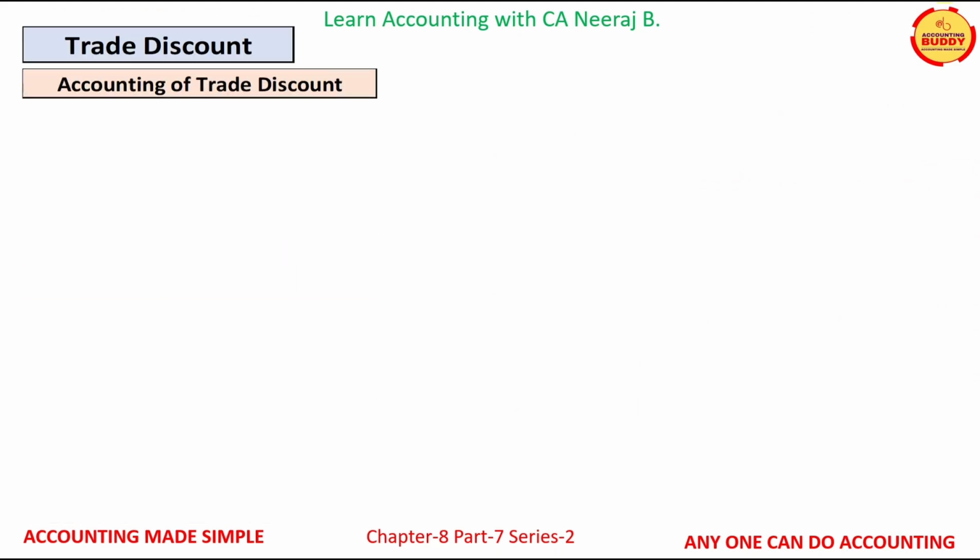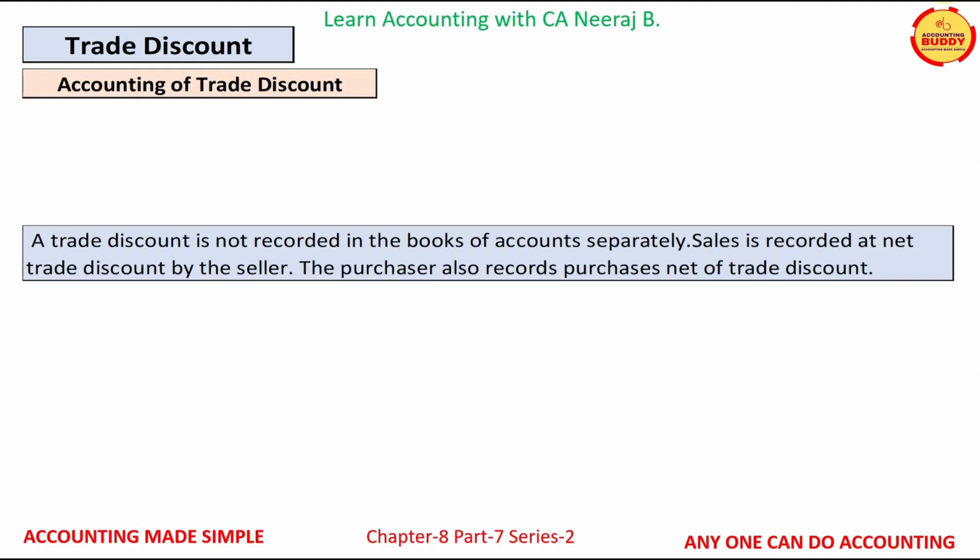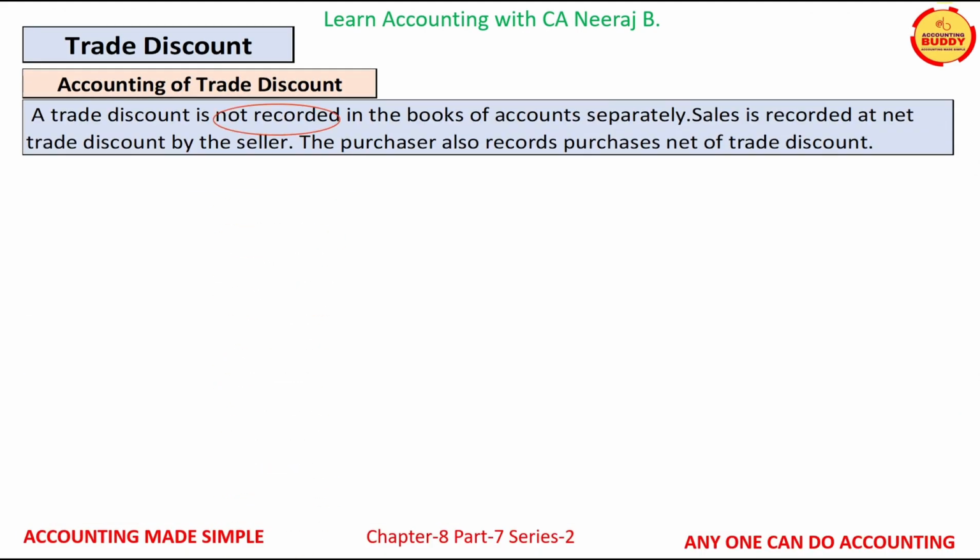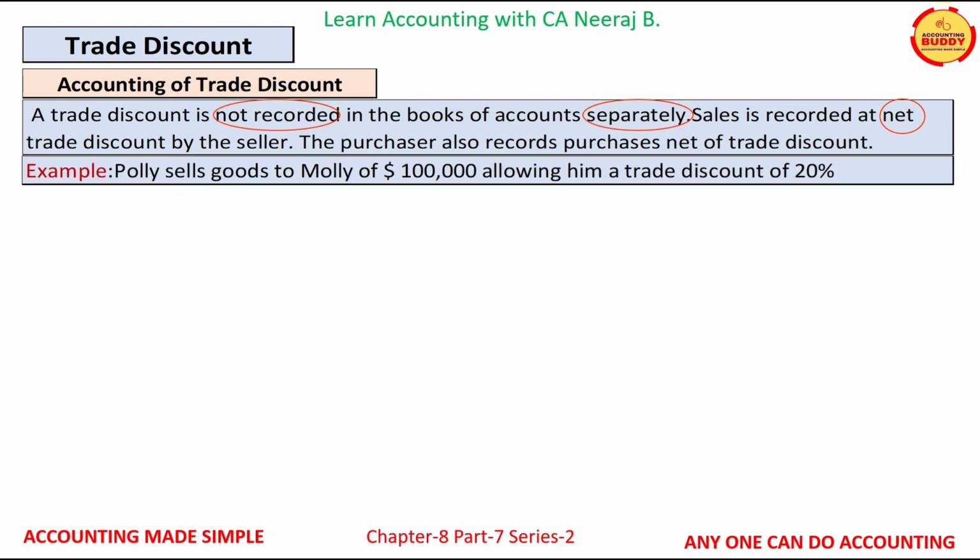Let us understand the accounting of trade discount. A trade discount is not recorded in the books of accounts separately. Sales is recorded at net of trade discount by the seller. The purchaser also records purchases net of trade discount.